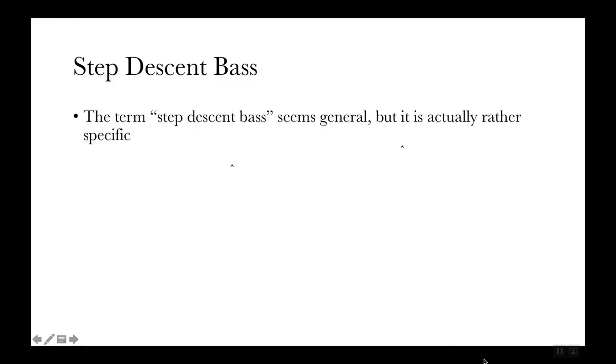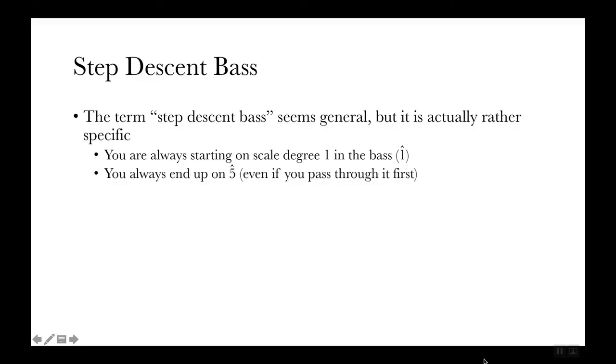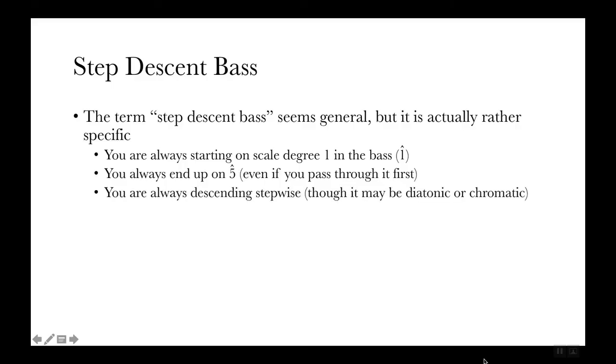Okay, so step descent bass. What is it? The term seems general, but it's actually rather specific. You are always starting on scale degree 1 in the bass. You're always going to end up on scale degree 5, even if you pass through it first. You're always descending stepwise, though it might be either diatonic or chromatic. And step descent almost always happens in a minor key.